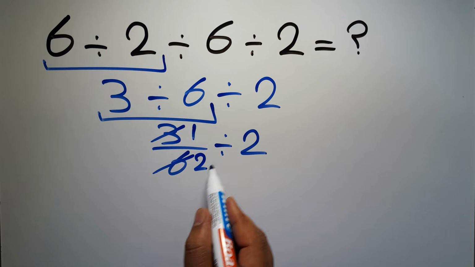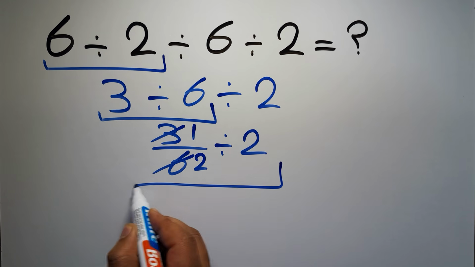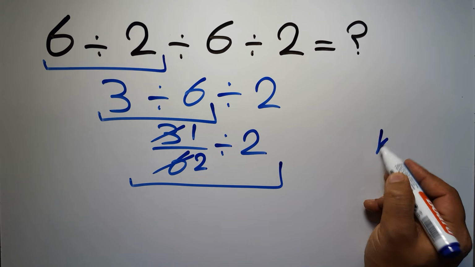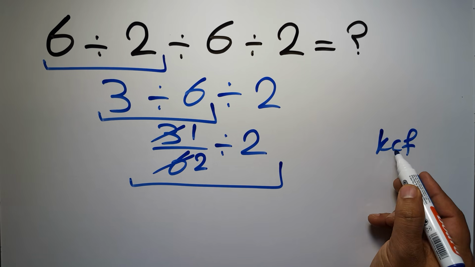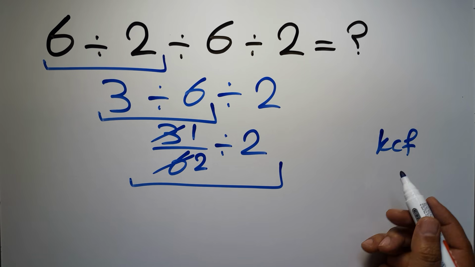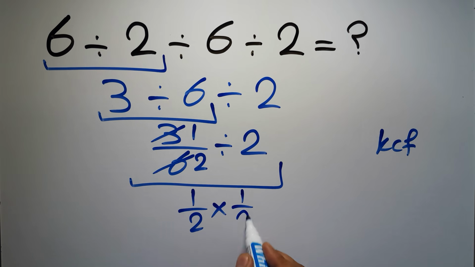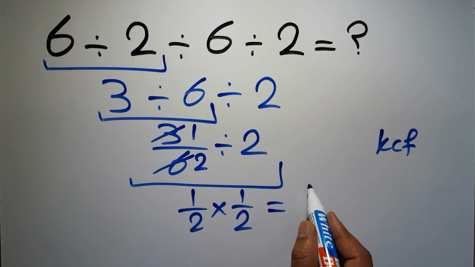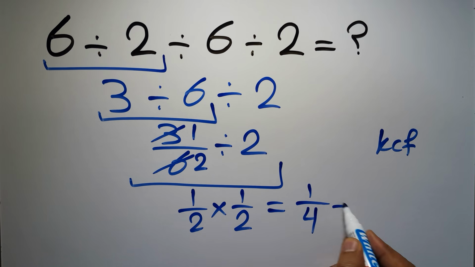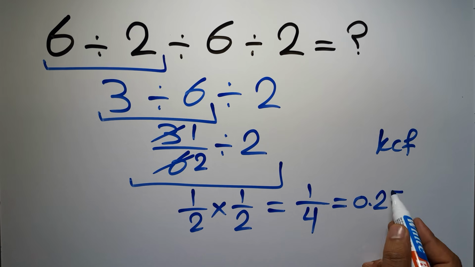So 1 over 2 divided by 2. According to the KCF rule, K stands for keep, C stands for change, and F stands for flip. We can write keep the first fraction, change division to multiplication, and flip the second fraction. So 1 over 2 times 1 over 2, which equals 1 over 4, or 0.25. And this is our final answer to this problem.